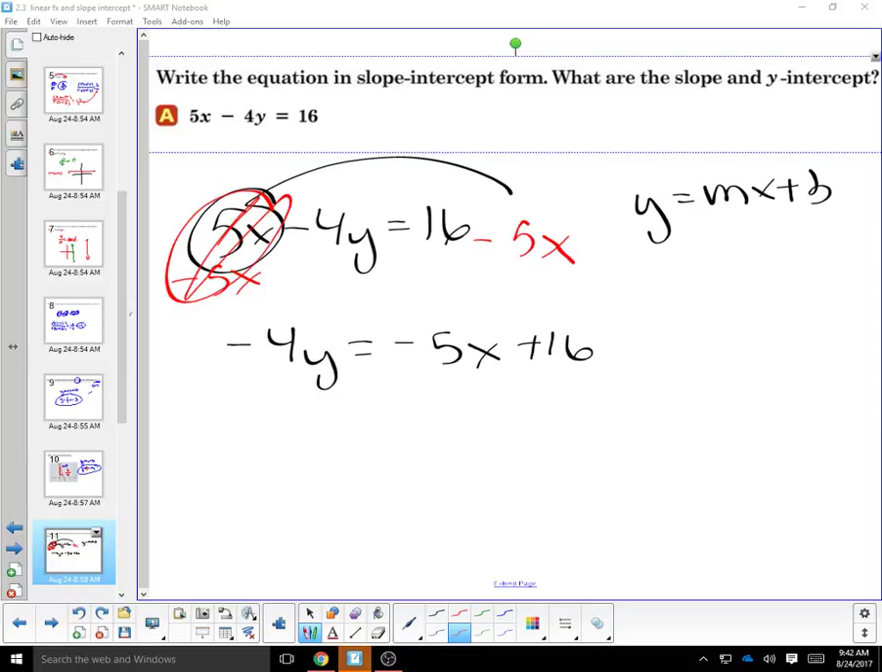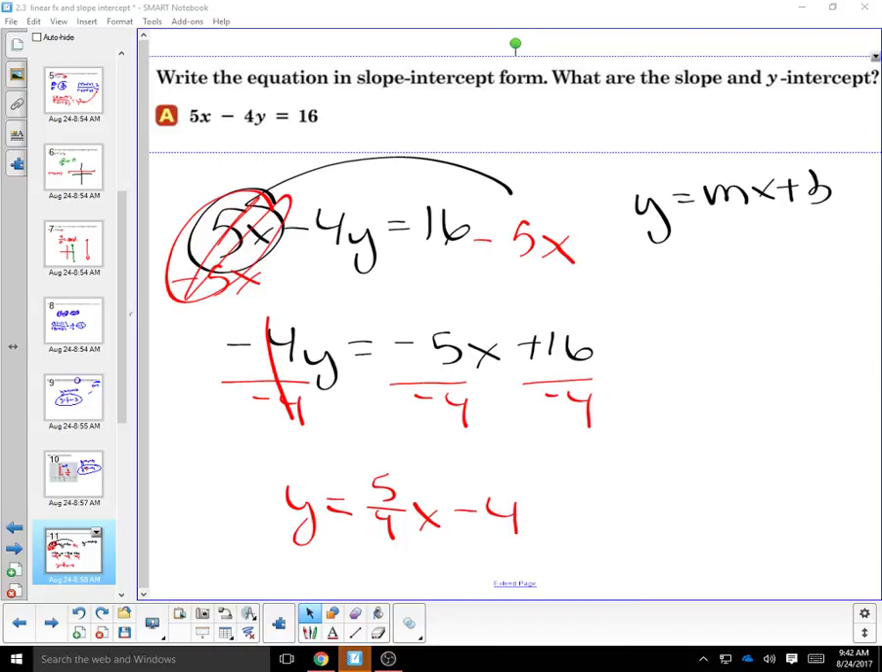I have one more thing to do. Divide by negative 4. Divide by negative 4. Here I got 1, so there's y. Negative over negative makes a positive. So that is 5/4 x. And finally, negative 4. And there you go. Slope-intercept form of that same equation. Okay? We're done.